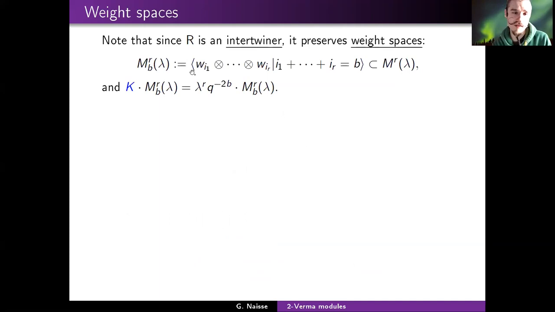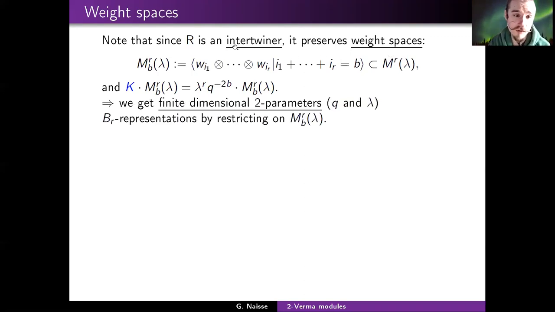So this weight space, you can just think of the space generated by the tensor product of w_{y1} up to w_{yr}, such that the sum of the y1 up to yr is equal to b. Where I remind you that the w_i here are the basis elements of the Verma. So w0 is like a highest weight vector, and then you have w1 and so on. And so you just fix the number of the indexes. And so it means that you can restrict the braid group action to these weight spaces.